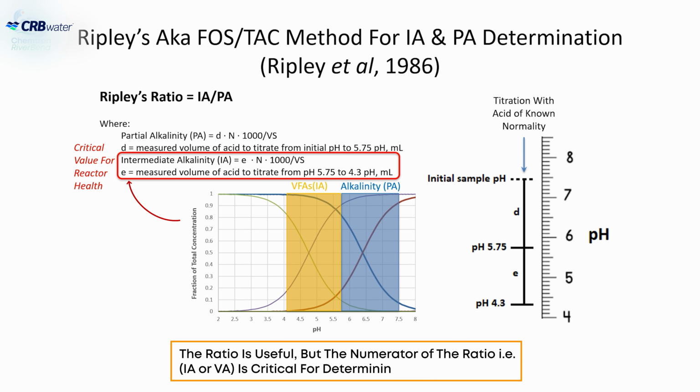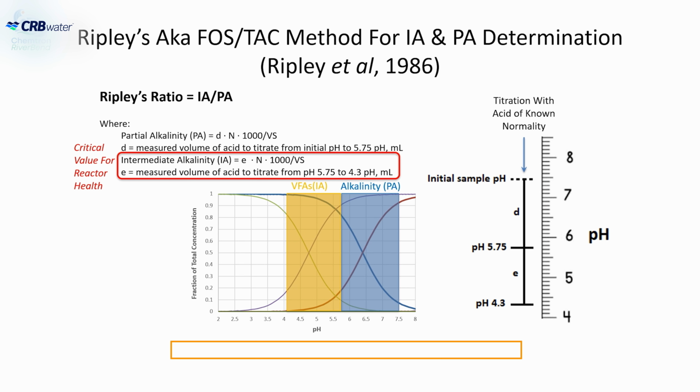While this ratio is certainly helpful, one must pay attention to the numerator value of this ratio, since it gives an approximate concentration of volatile fatty acids accumulating in an anaerobic reactor. Hence, if the numerator of Ripley's ratio has a higher than normal value, a thorough analysis of the process must be performed. Well, that concludes today's video.